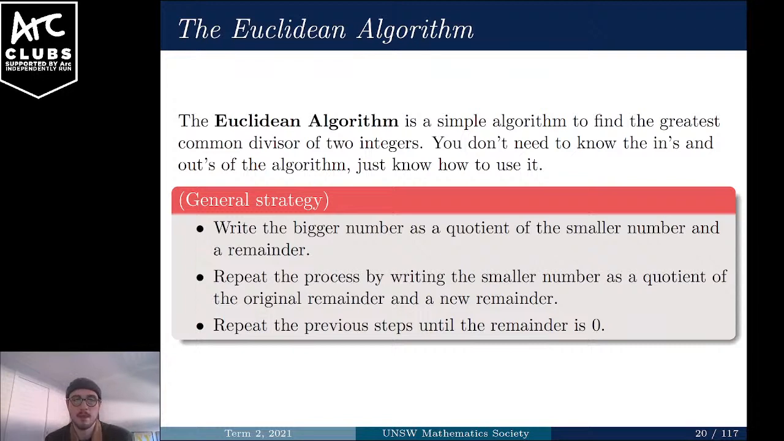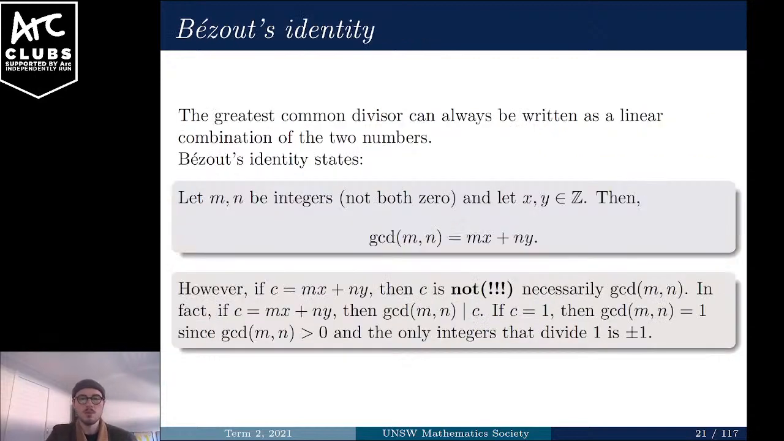Quite cool, actually. So the general strategy of using this algorithm is you write the biggest number as a quotient of the smaller number. So you've got two numbers, right? The bigger number as a quotient of the smaller, plus the remainder. Then you repeat this process by writing that smaller number as a quotient of the original remainder plus the new remainder, and you keep going. And if you're thinking about coding this up, like if you're writing a program, for example, our end condition is we keep going until the remainder is 0. That's our end condition. That's when we want to stop.